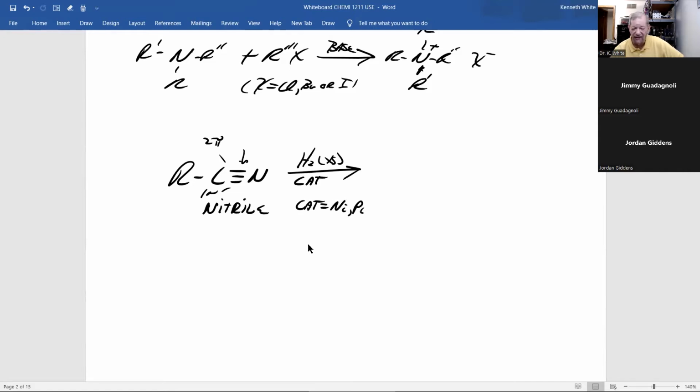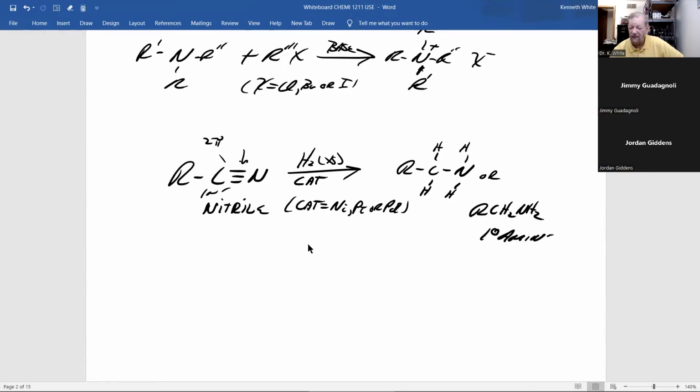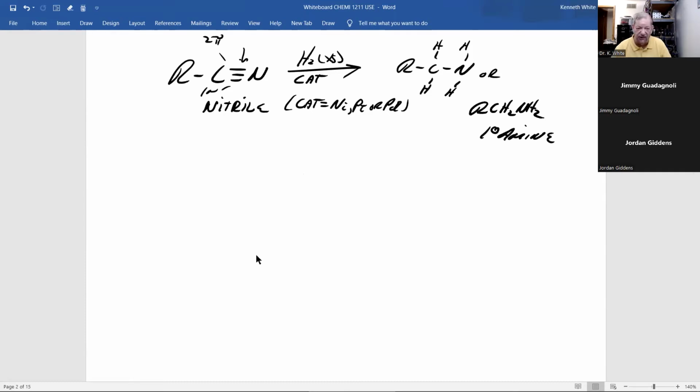and a catalyst can be nickel, platinum, or palladium, what happens? You break the two pi bonds, and each atom of the triple bond gets not one but two hydrogens. I can rewrite this another way, and you make a primary amine. This is probably one of the best ways. I'm not going to go into the chemistry, but nitriles are quite easy to make. They're not hard to make. When I was at AXO, we used this reaction to make different amines to the tune of about 3 to 4 million pounds a week.